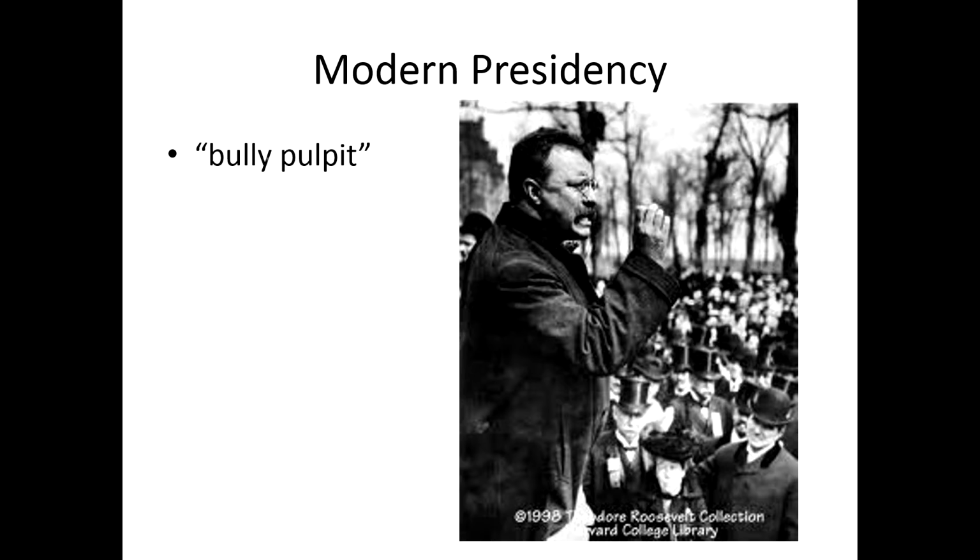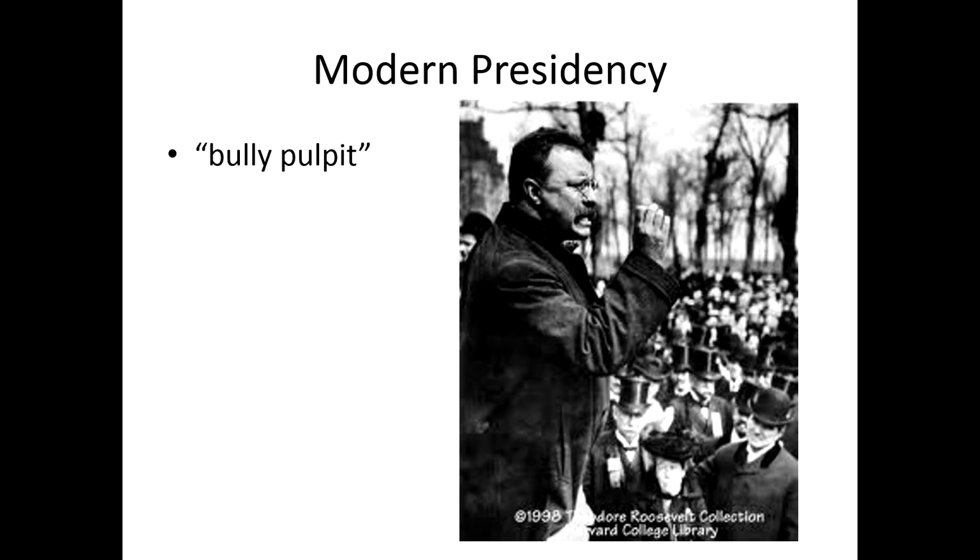He considered the presidency a bully pulpit. And if you think about pulpit, it's like a stand someone stands on when they give a speech to a crowd, okay, a passionate speech. He considered the role of the president a bully pulpit, where he could influence the public to shape legislation. He was very passionate about his progressive beliefs.